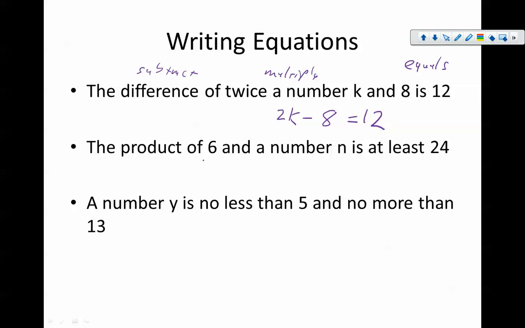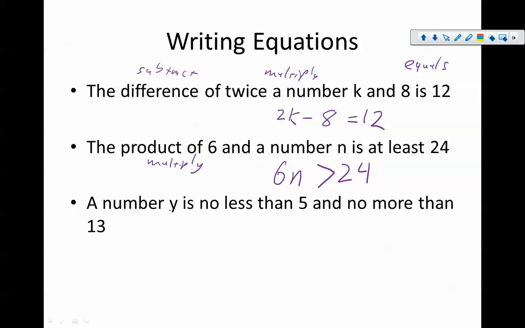The product of 6 and a number n, right? Product means multiply, is at least 24. So the product of 6 and a number n, that's 6n, 6 times n. But then it says it's at least 24. So we have to think, what does at least mean? At least means that the smallest it can be is 24. So it has to be bigger than 24. Therefore, the symbol we're using is a greater than or equal to symbol, because it's at least 24. The smallest it can be is 24. 6n has to be bigger than that.